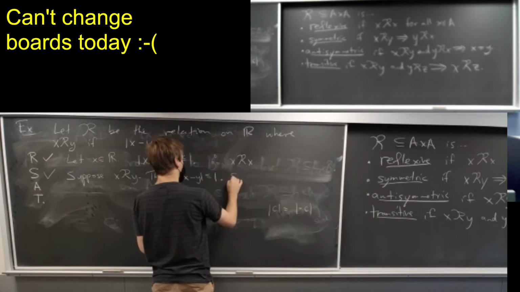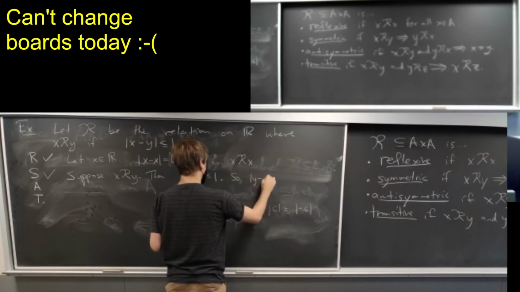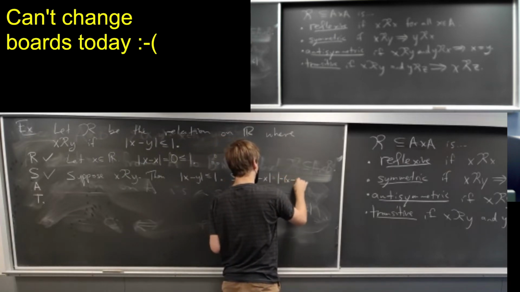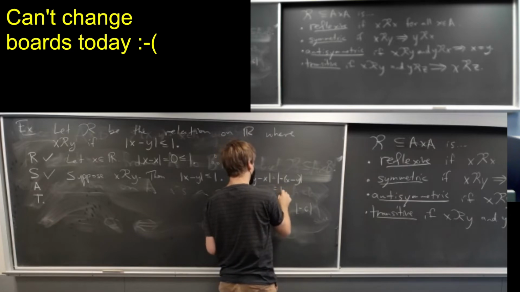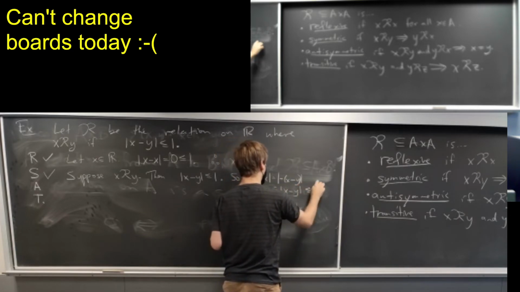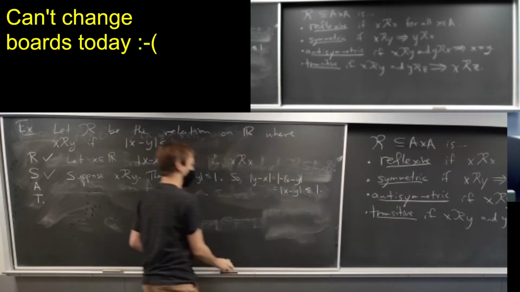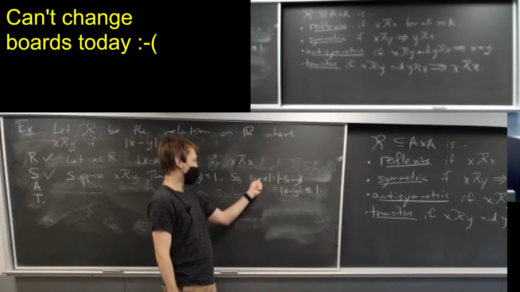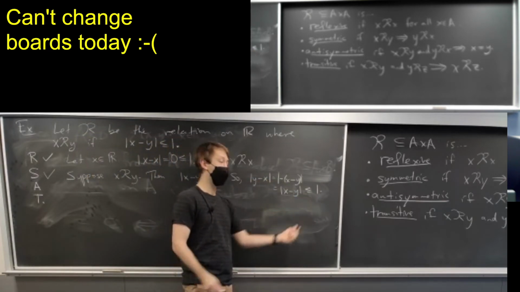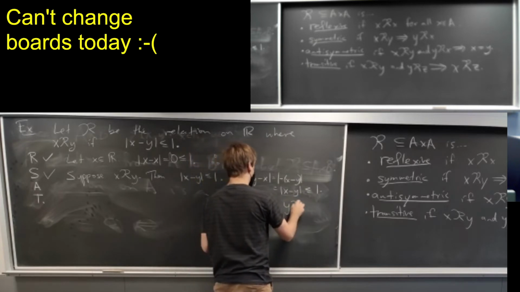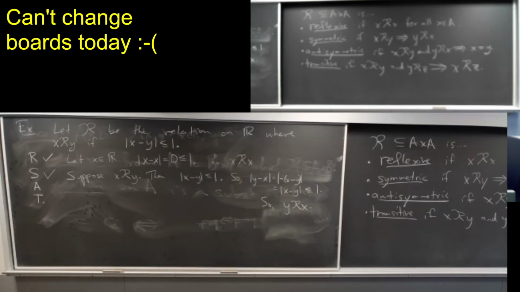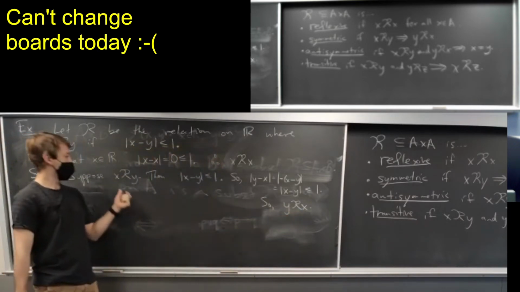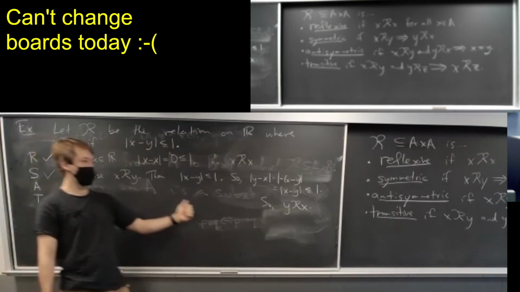So if I take y minus x, that's the same as the negative of x minus y, which has the same absolute value as x minus y. So what I've deduced is that y minus x in absolute value is at most 1 as well. So y is related to x. What I've done is I've shown that assuming this, you can deduce this. So therefore, x related to y logically implies that y is related to x.